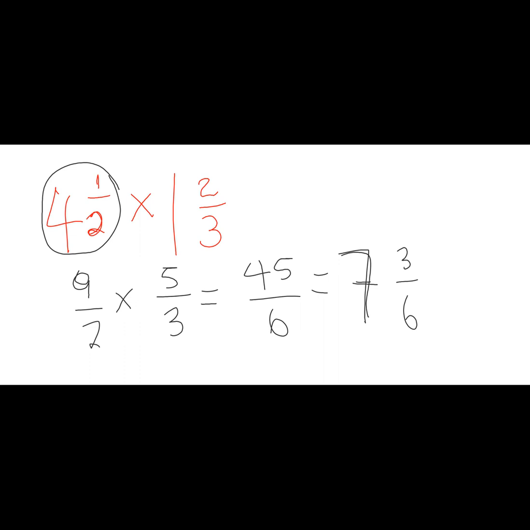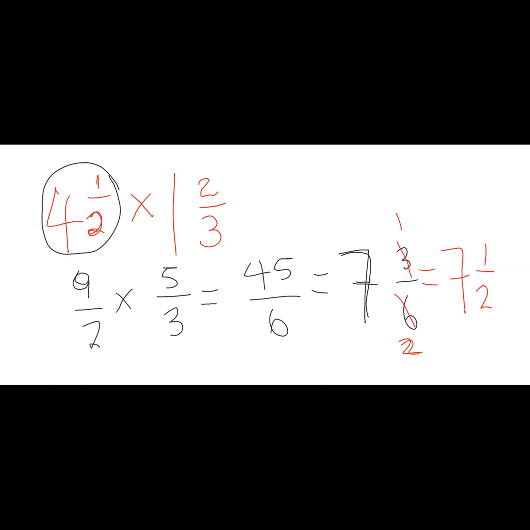7 times 6 is 42, sir. 42. Good. So if I have 42, I will need 3 more for it to be 45. So just like that, my remainder will be 3 over 6, and I'll simplify my 3 over 6 into 1 half. So just like that, I now have 7 and a half.